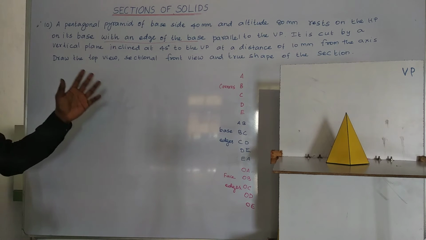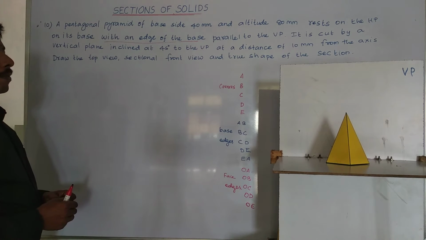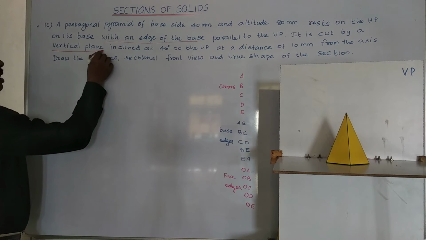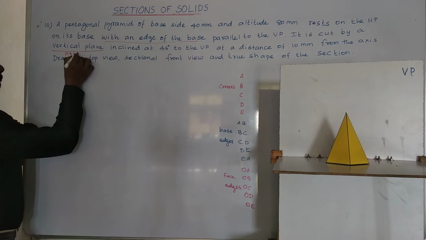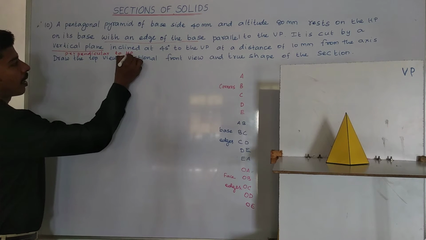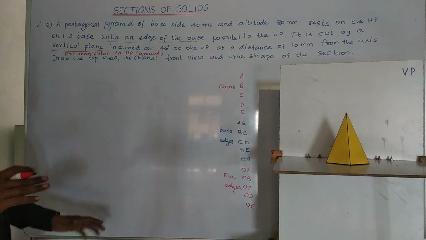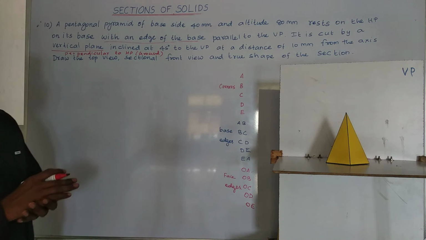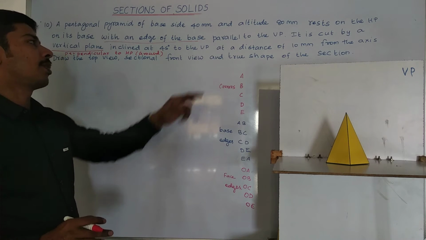It is cut by a vertical plane. Vertical plane means perpendicular to HP, the horizontal plane, or otherwise we tell it as ground. So we are all standing on the ground, right? So they are telling us ground. The vertical means perpendicular to the ground, perpendicular to the HP, inclined at 45 degree to the VP.